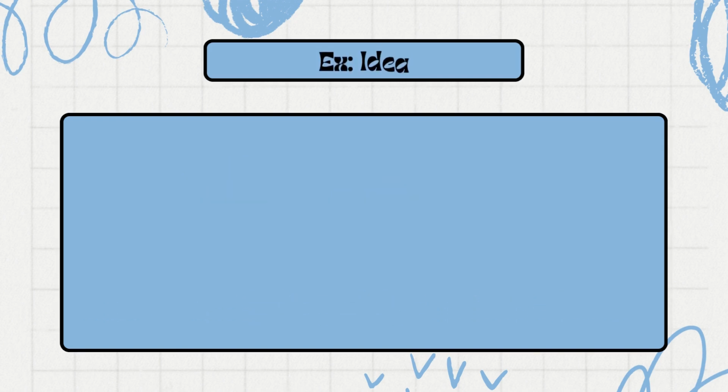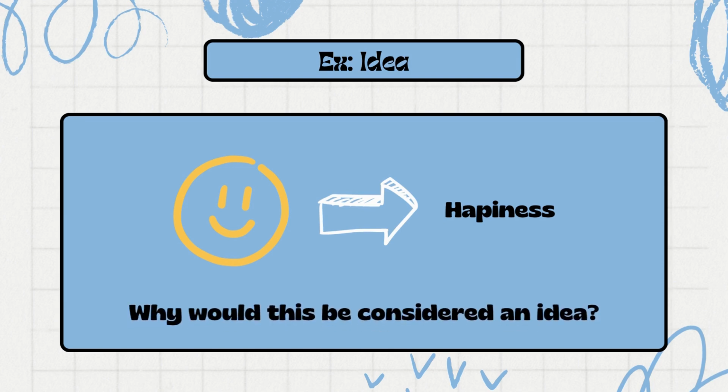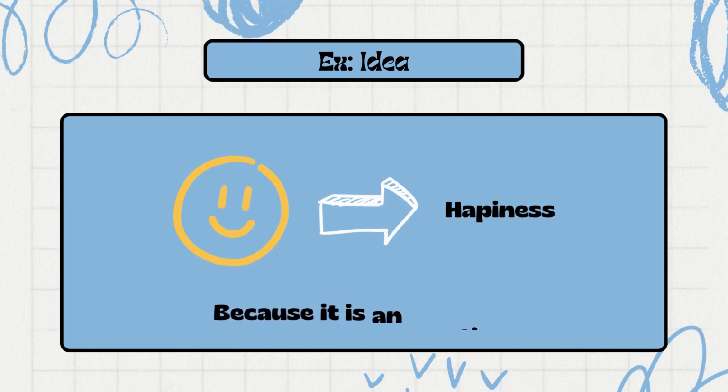Now we're going to go over the example of an idea. What is this image? This image shows happiness. So this image is our idea because it's happiness. But now, let me not get a step ahead of myself. Our question for this is, why would this be considered an idea? This picture would be considered an idea because it is an emotion.